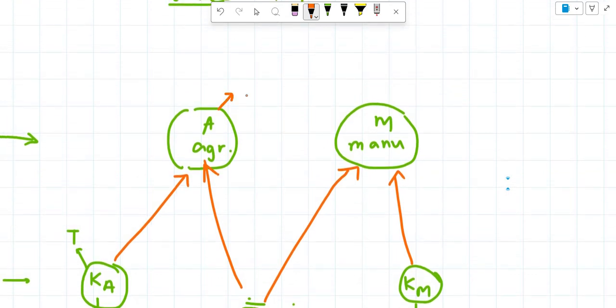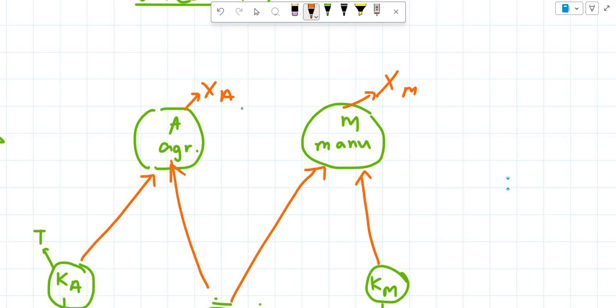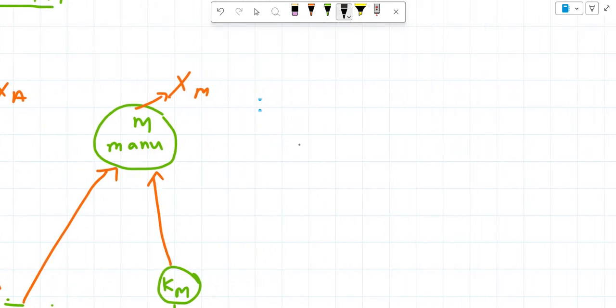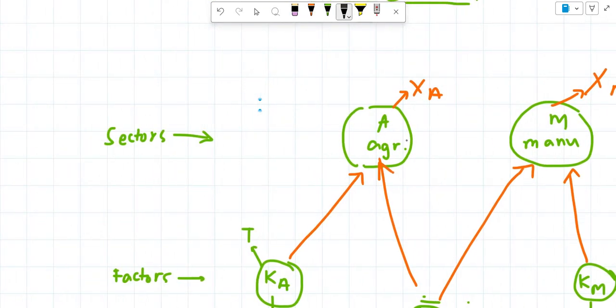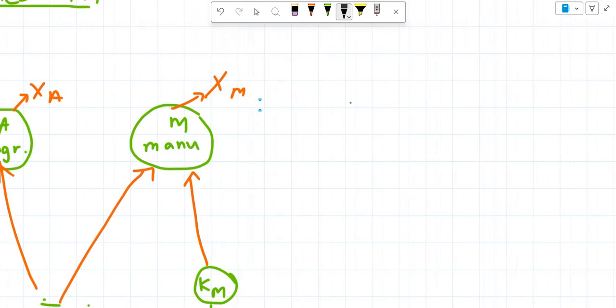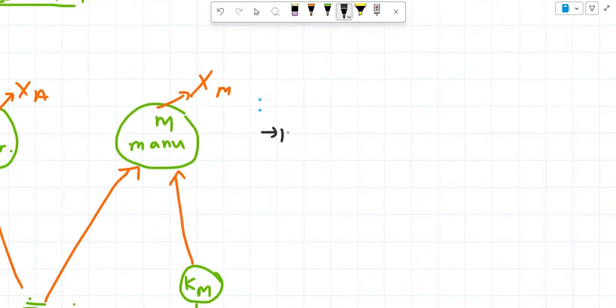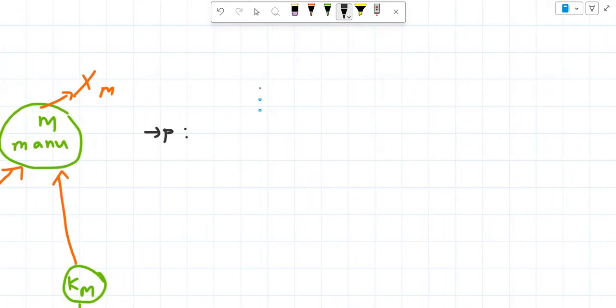Also we assume that the agricultural sector produces XA and the manufacturing sector produces XM output. It's no use for the sector to produce one output, right? So it produces XA gram or XA kg or XA ton of output, and the M sector produces XM. Now let's look at the sectors first. If we look at the sectors, it means we are determining the prices. So let's think of the price equations. Let's start with the agricultural sector.